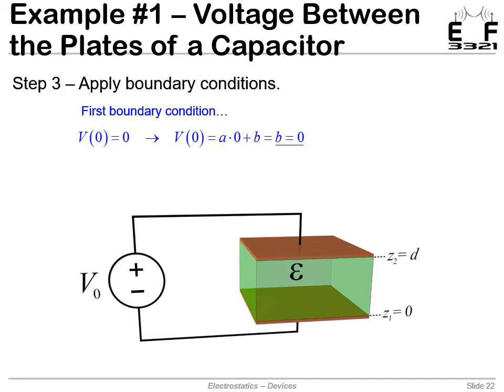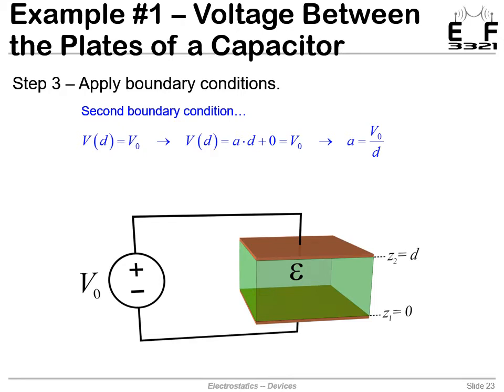So at our first boundary, at the bottom plate, the potential is 0, voltage is 0. So voltage at the bottom plate equals 0. I plug in 0 for z, and I get a times 0 equals b. So the a disappears for right now, and we just end up with b equals 0. So that constant b is 0, and the boundary condition at the bottom plate told us that.